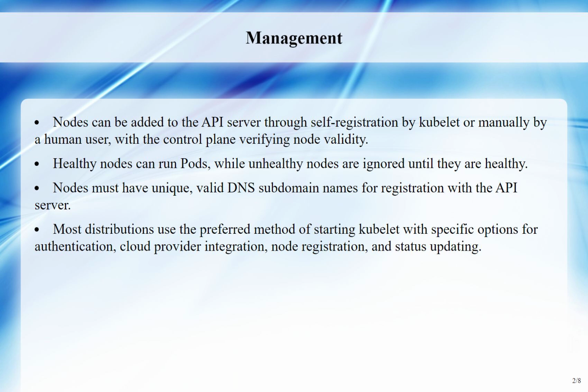The kubelet is started with certain options such as kubeconfig to authenticate with the API server, cloud provider to read metadata about itself, register-node to automatically register with the server, and other options related to node IP addresses, labels, and status update frequency.